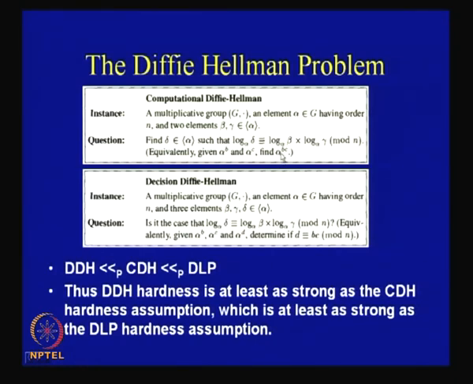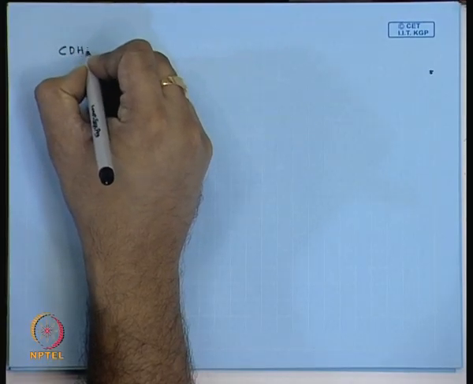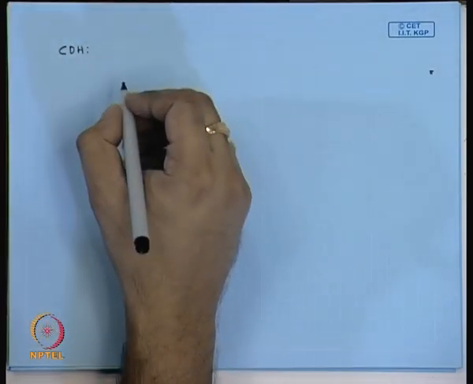The computational Diffie-Hellman problem says that given this group description and given these two elements beta and gamma, can we find the value of delta such that this equation is satisfied? It can equivalently be stated like, if we are provided with alpha power of b and alpha power of c, can we compute the value of alpha power of bc? That is the computational Diffie-Hellman problem, often referred to as the CDH problem.